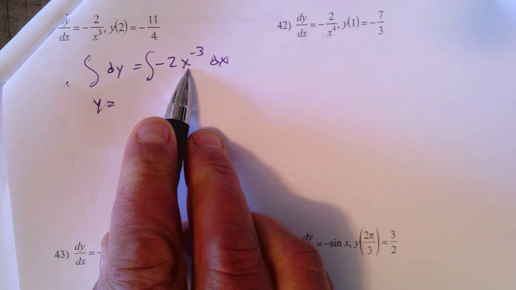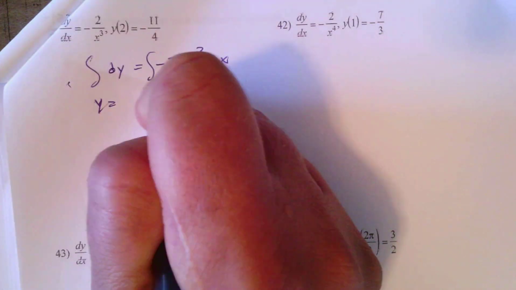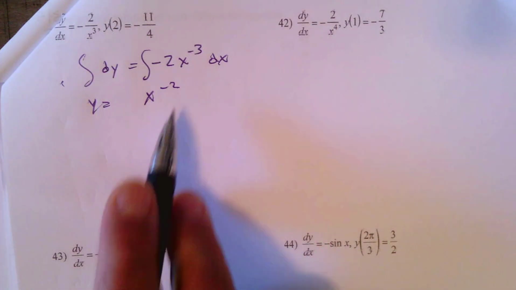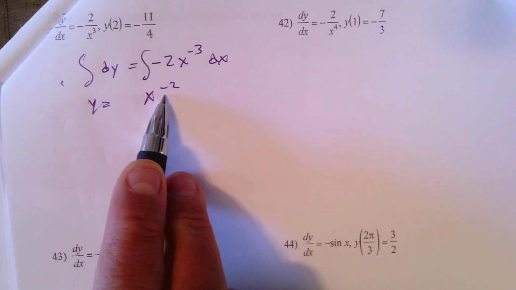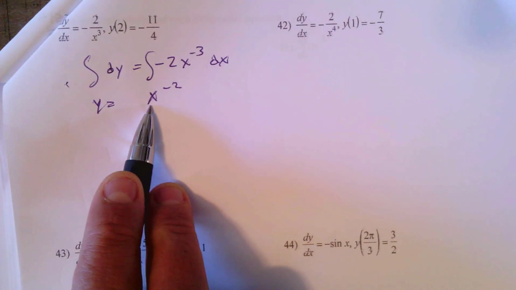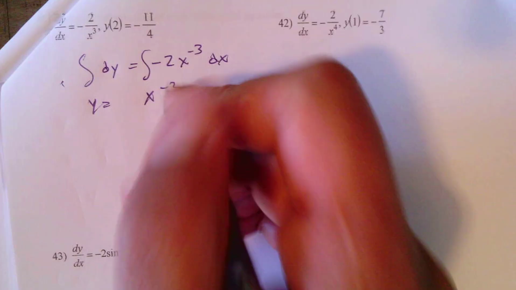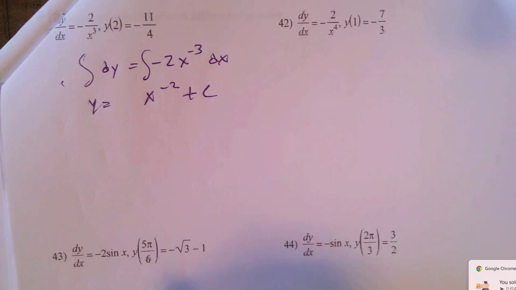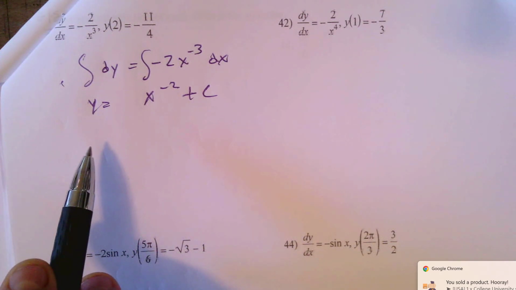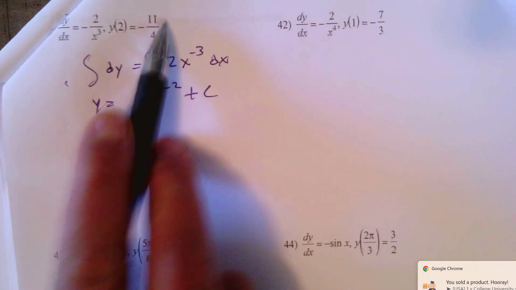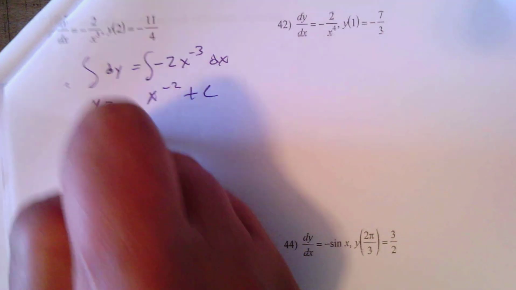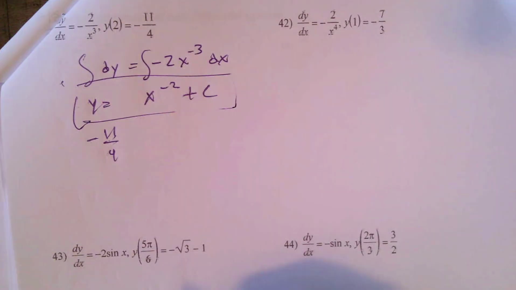On this side, we're going to bump it up a power, so it's going to go to x to the negative 2, which we're going to divide by negative 2. So the negative 2's would cancel. So it looks like we're just going to have y is equal to x to the negative 2 plus c. And now we're going to plug in our initial condition. So we're going to plug 2 in for x, and we're going to get negative 11 fourths. Let's put this in a box so we can look at that later.